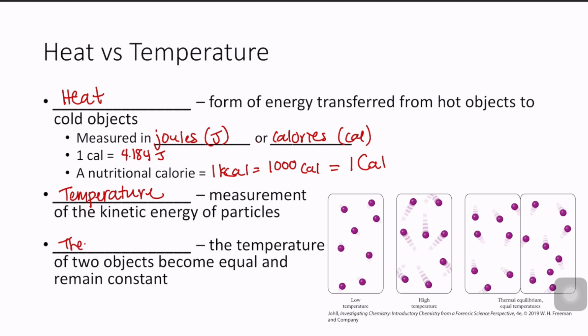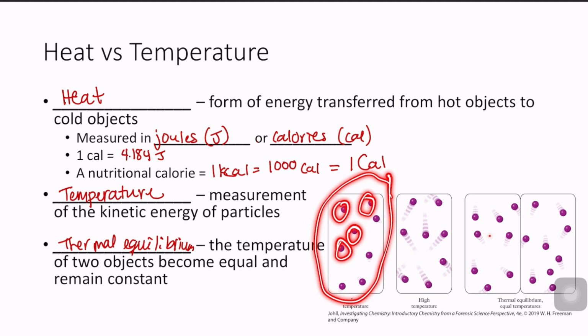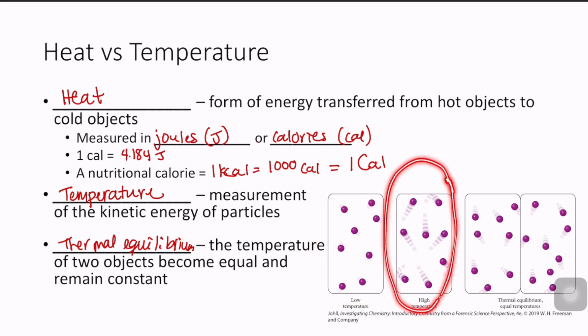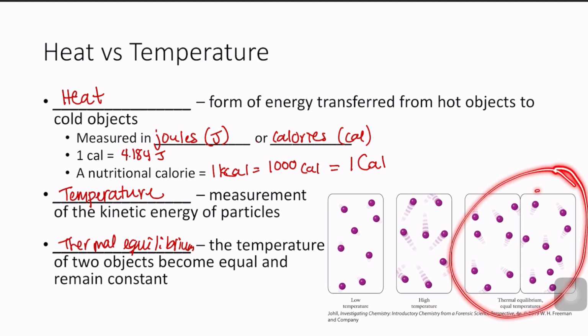Thermal equilibrium is where the temperature of two different objects will become equal and remain constant when they come into contact with each other. So if you have a system at low temperature, which means your particles are moving pretty slowly, and a system at high temperature where your molecules are moving very quickly, if you mix them together, they will both eventually reach the same temperature. And that is thermal equilibrium.